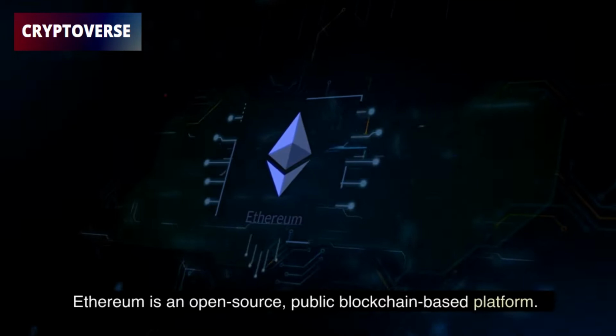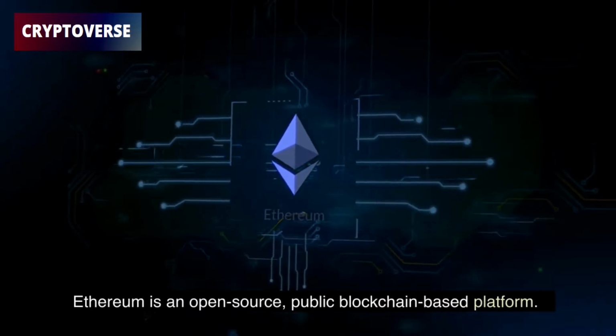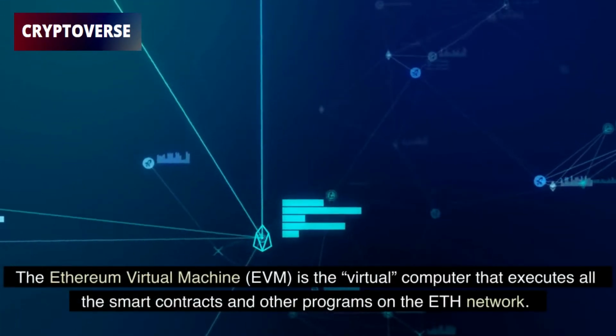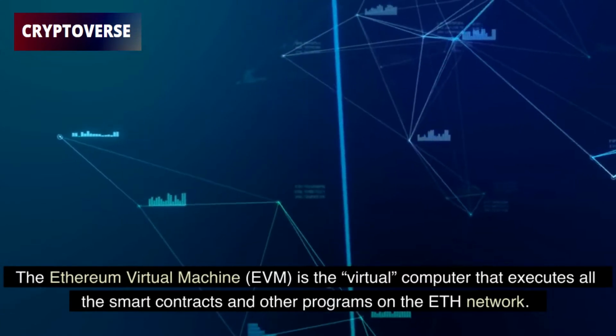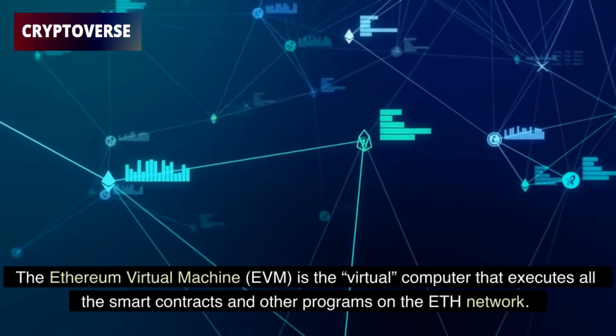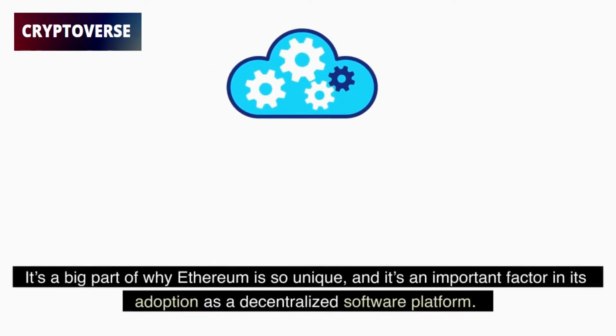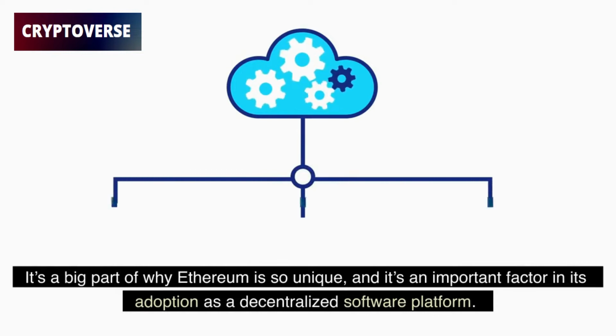Ethereum is an open-source, public blockchain-based platform. The Ethereum Virtual Machine, EVM, is the virtual computer that executes all the smart contracts and other programs on the ETH network. It's a big part of why Ethereum is so unique, and it's an important factor in its adoption as a decentralized software platform.